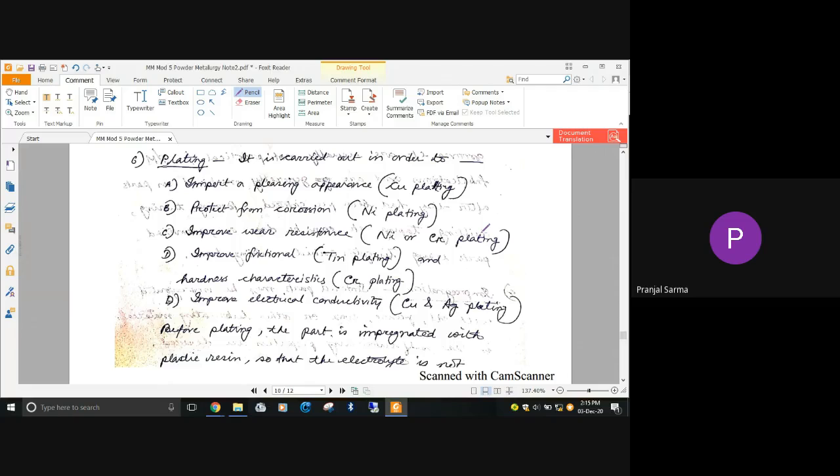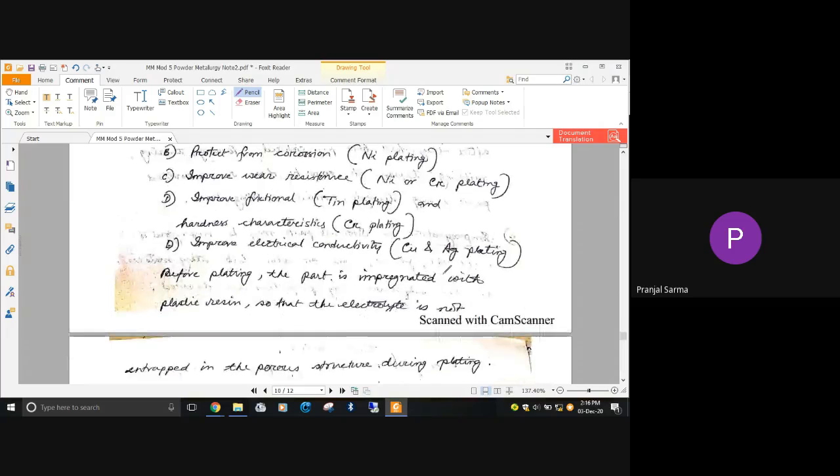This plating is generally done to impart, sometimes, a very shining luster, a very pleasing appearance. Copper plating and that kind of plating is generally done. Similarly, nickel will give a corrosion resistant coating. If you do nickel plating, then it is going to give some corrosion resistant property to that particular part. Apart from that, nickel chromium plating also improves the wear resistance of that part, and frictional and hardness properties can be improved by tin plating and chromium plating, respectively.